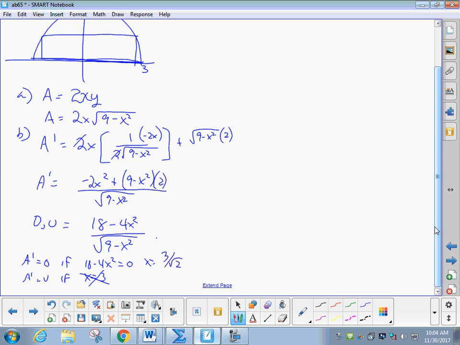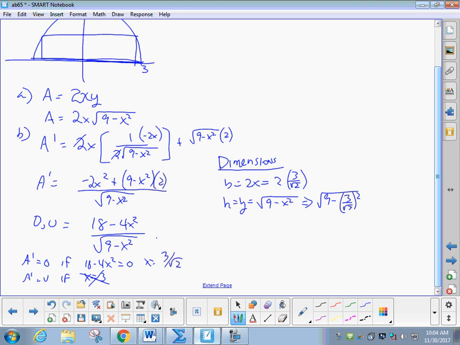So let's answer the question. I think they asked for the dimensions, not the area. The base is 2x, which is 2 times 3 over root 2. The height is a bit more of a mess. The height is y, which is the square root of 9 minus x squared, which in this case would be 9 minus 3 over root 2 squared. That's 9 minus 9 halves, which is 9 halves. Square root of that is 3 over root 2. So there's your base and height. Okay.